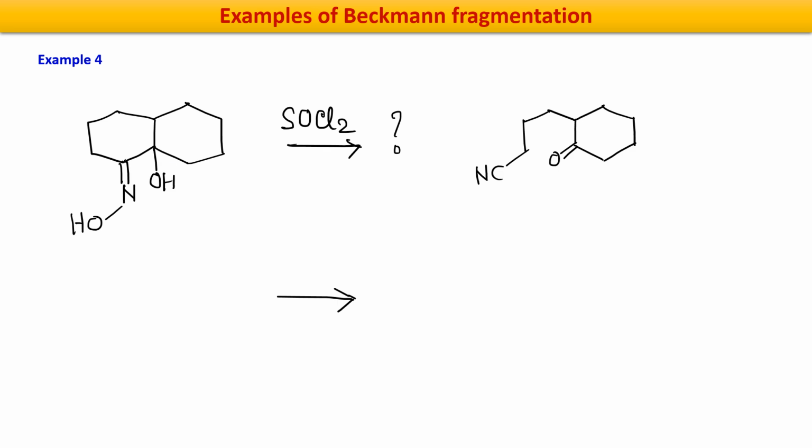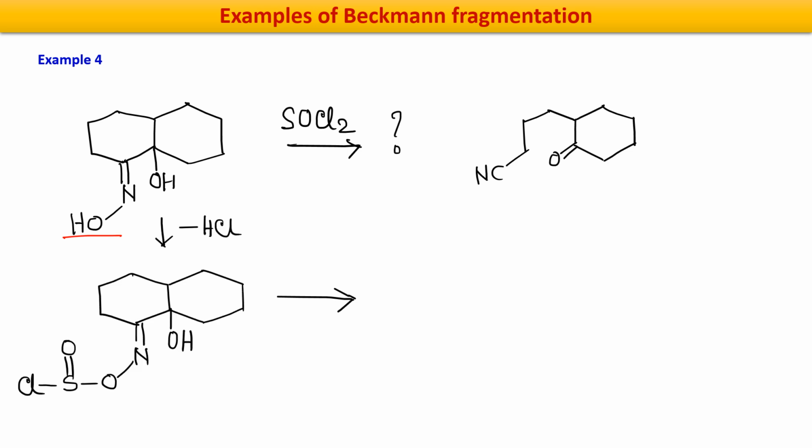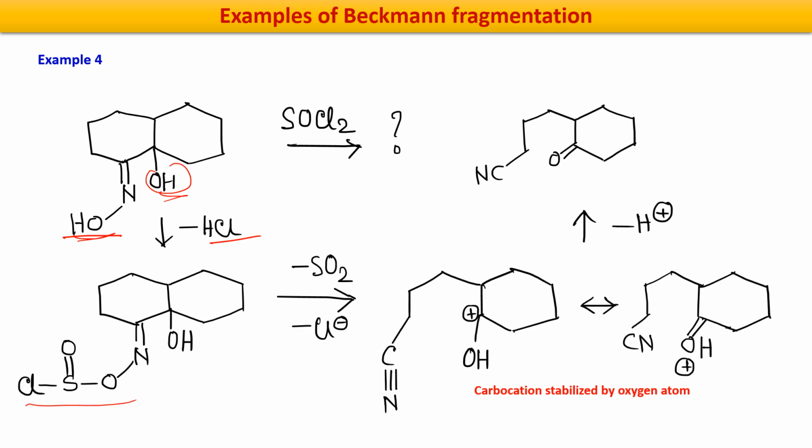Next we have example 4. In presence of SOCl2, first this OH will be converted to a good leaving group, and there will be HCl removal. Next, this other OH is sterically hindered. So that is why this OH will be converted to OSOCl, and then there will be fragmentation.